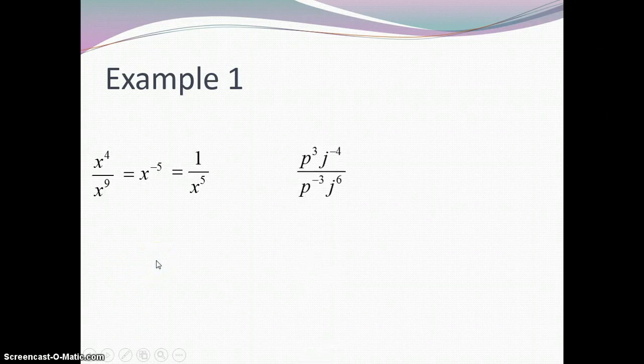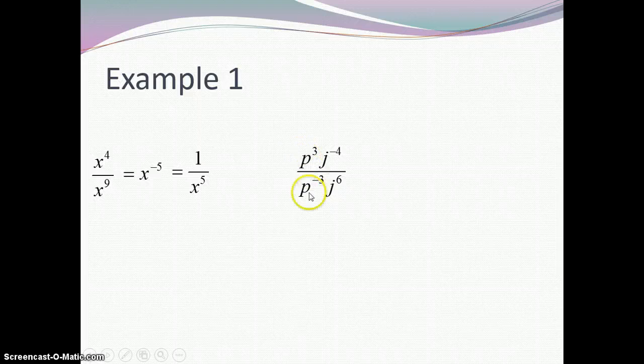Alright, here is example 1. I have x to the 4th over x to the 9th. These are like bases, so I can subtract these 2 exponents. And 4 minus 9 is negative 5. And remember, we can't have negative exponents, so I need to put the x to the 5th in the denominator to get rid of that negative. And so I get that. All right, that's the most basic example or representation of our rule. Here's a slightly more difficult one.